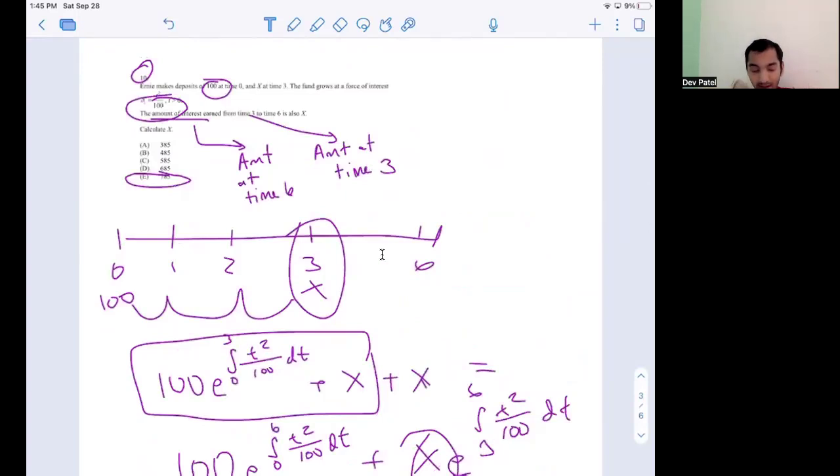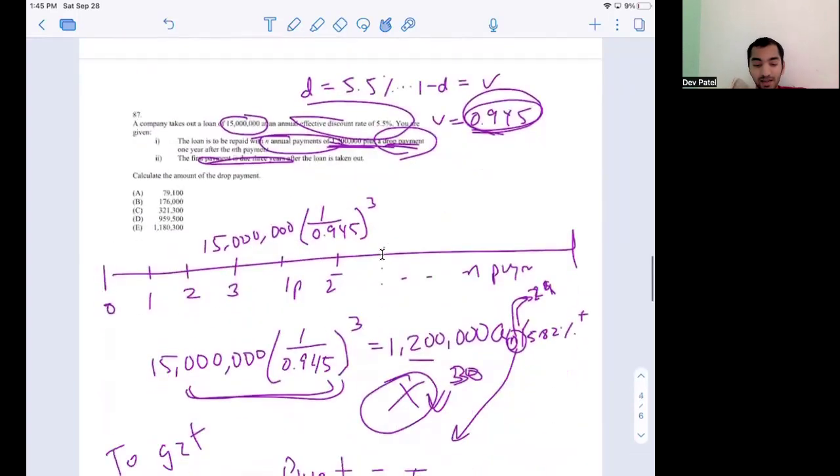Question 10, again, is just understanding the concept of force of interest. Sometimes these questions are going to give you a varying force of interest. And so just make sure that you have the calculus down. Maybe instead of t squared over 100, it's some other function. And we want to make sure that we know how to integrate that.